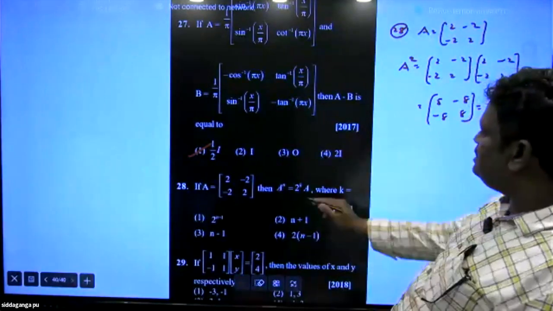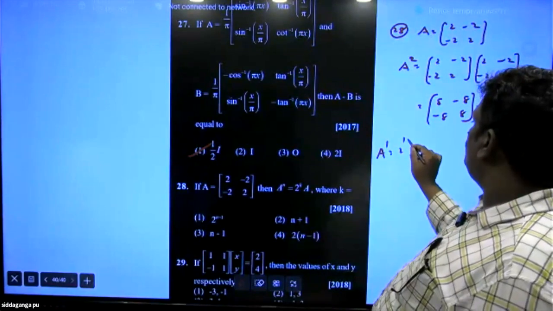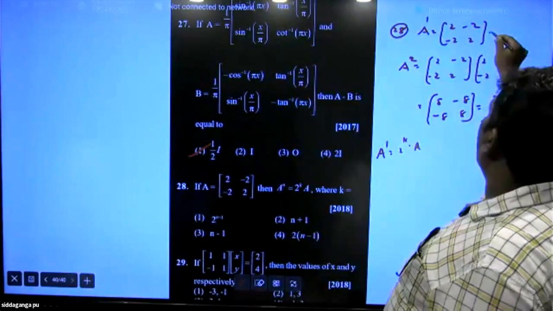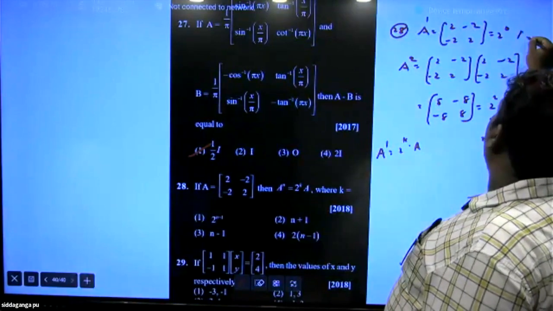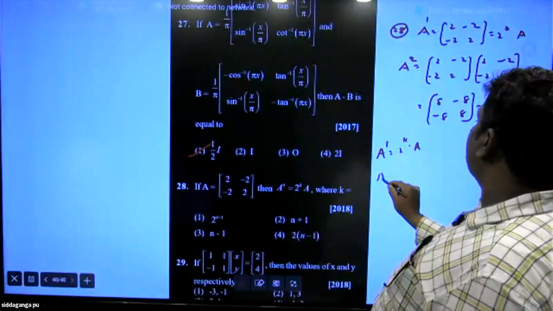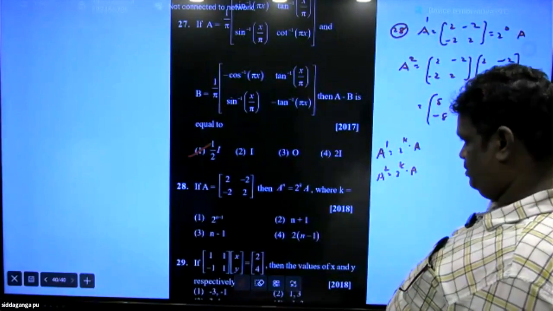One thing to do here: we can compare with n is equal to 1. What happens? N is equal to 1 means A is equal to 2 power k into A. Here, see, 1 is equal to 1 means this can be written as 2 power 0 into A matrix. Here A square is equal to what? 2 power k into A value.